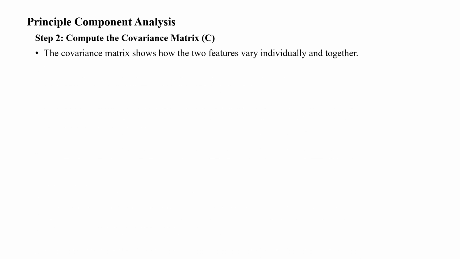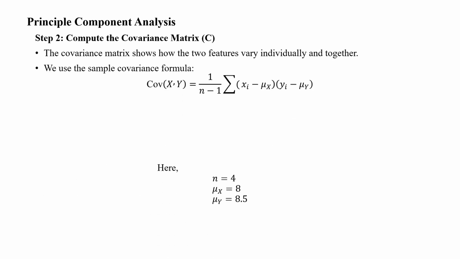Step 2. Compute the covariance matrix. The covariance matrix shows how the 2 features vary individually and together. We use the sample covariance formula. Covariance of X and Y equals 1 divided by n minus 1 multiplied by the summation of the product of X sub i minus mu sub X and Y sub i minus mu sub Y. Here, n equals 4, mu sub X equals 8, and mu sub Y equals 8.5.